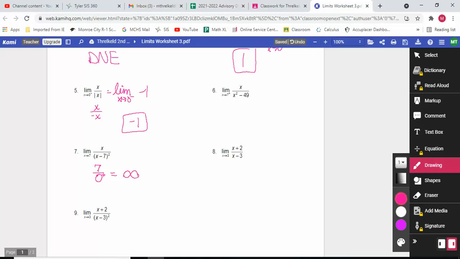Oh, did I skip 6? Sorry. If you looked at the graph on this, it looks something like that. There's a vertical asymptote at 7 and both sides are going to infinity. So on this one, the top is going to 7. The bottom, we have x squared minus 49. So we could factor the bottom.